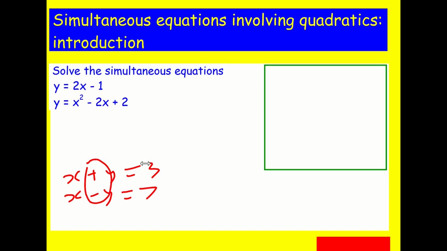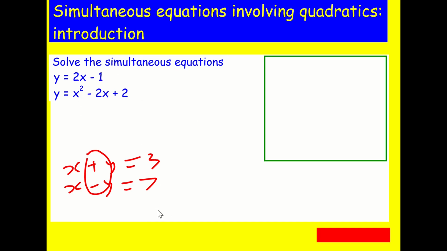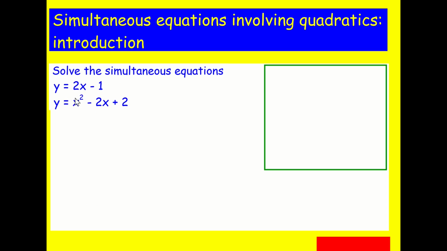It's not going to quite work in the same way here because of this x squared term. We're actually going to develop a different approach. But before we do that, I just want to recap the idea of simultaneous equations, what's actually going on when you solve it. And this is what is going on.